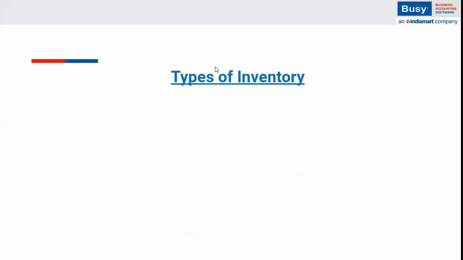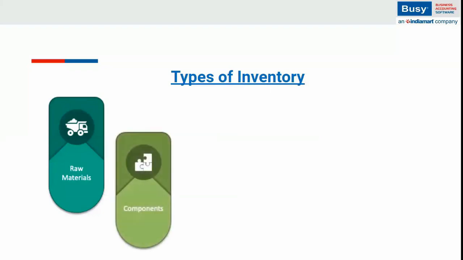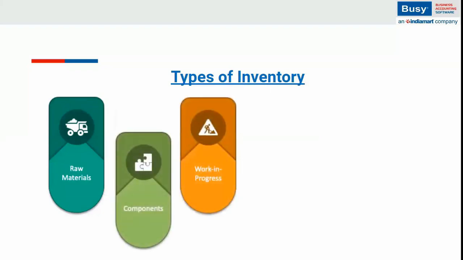Coming to the types of inventory. Now, there are different types of inventory. It may be raw materials, it may be components, it may be work in progress. Somebody may define this as a semi-finished product also. That means if I have provided any raw material to your manufacturing center, they are working on it, and till it is done it is in work in progress status. So material is in semi-finished mode.